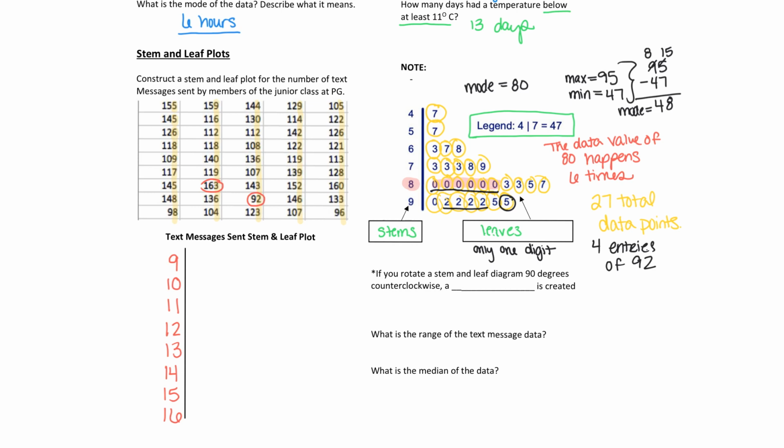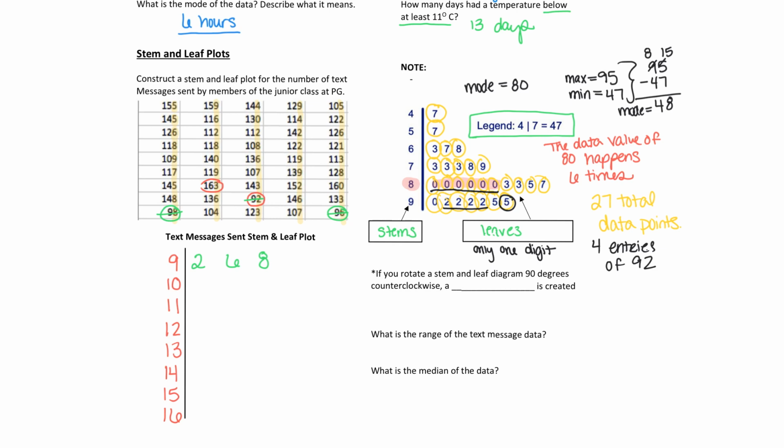Now what I want you guys to do is go through and organize this and take this information and find all of the stems. So first let's look at the 90s. So I have a 92, let's find other ones. I have a 98 here, and let's see, I have a 96. Looks like those are all my 90s. So I'm going to put those leaves in order, 2, 6, and 8. I'm going to cross those out so I don't have those anymore.